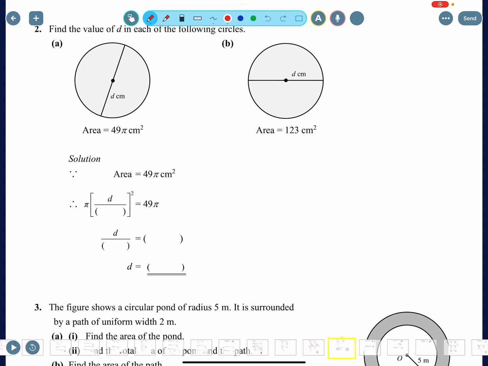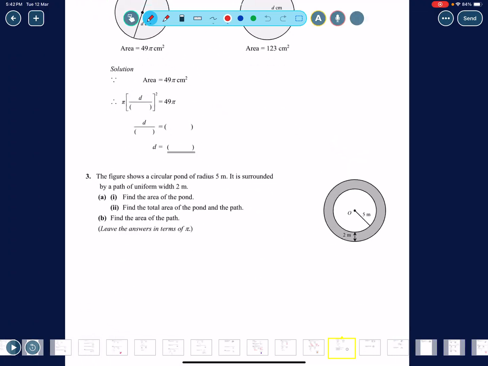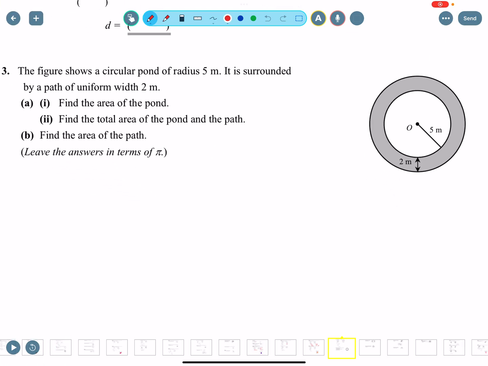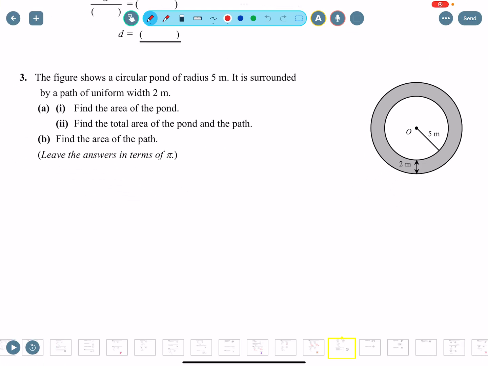Okay, so that's pretty much it for the unknown. There's only r and d for a circle. Later on, for area of sector, there's going to be an angle. So let's try this number 3, a more difficult question.